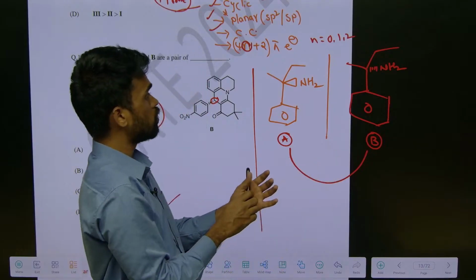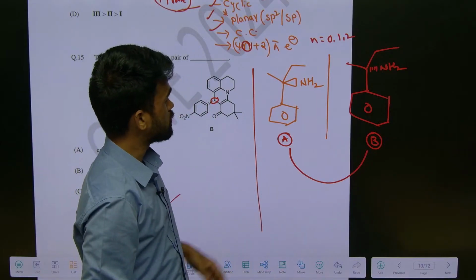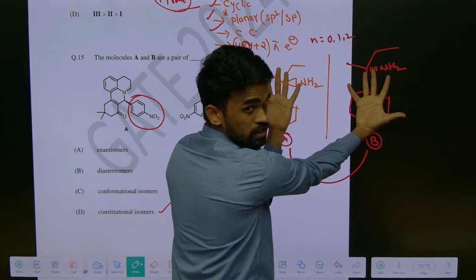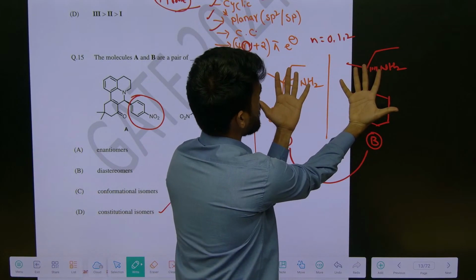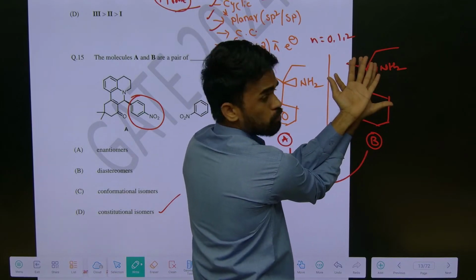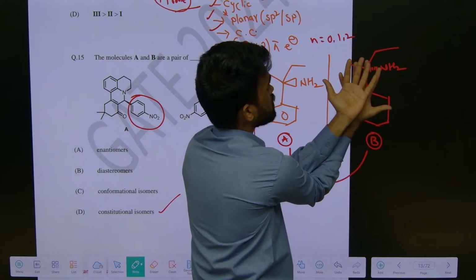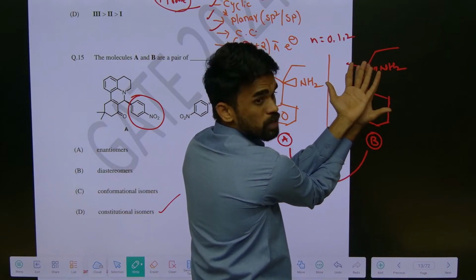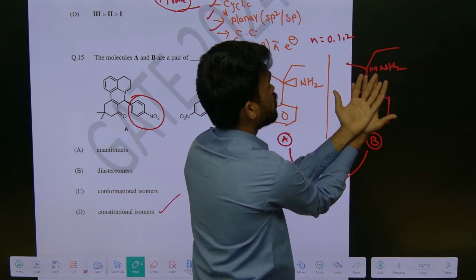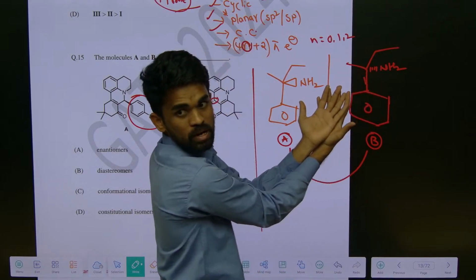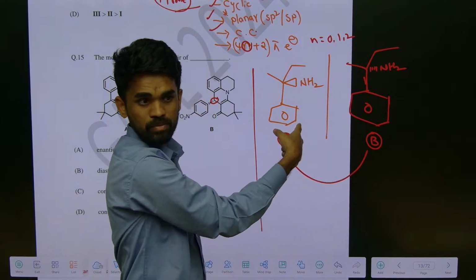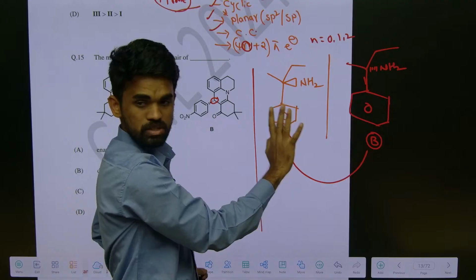Now consider this is my one hand, and its mirror image will be like this, right? Now you try to take this real image and keep it on the mirror image. Are they superimposing? No, right? So we can say these are non-superimposable mirror images. What is this? Non-superimposable mirror images. So these are called enantiomers. Now what is the relation between A and B? Enantiomers. Okay, is this clear?